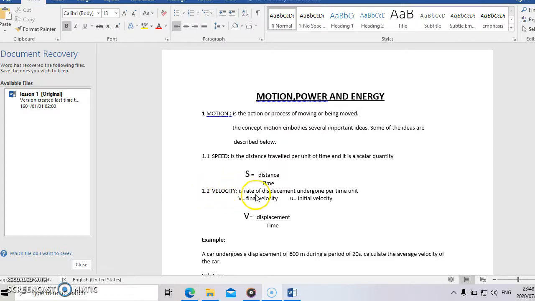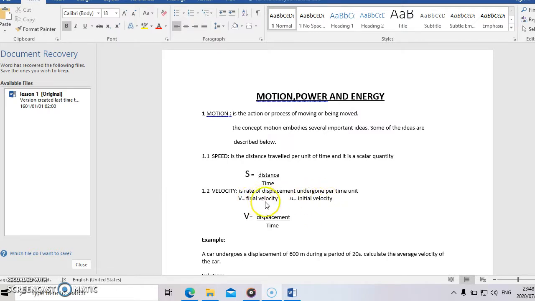Velocity is the rate of displacement undergone. So we have to underline this, undergone. We get velocity when there's displacement undergone, which means the object is displaced per unit of time. So we have two velocities: final velocity and initial velocity.